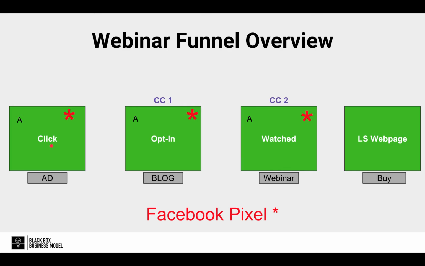So what happens is they click, and now boom, they're in the blog. The pixel, that's what this red asterisk is, the pixel fires. They are in the blog. This is the opt-in page. Now, what happens once they opt in is they get to the webinar room. And after they watch the webinar, they can then click and go to your Legal Shield page and get started in the black box business. So we have a few other things here on the screen.